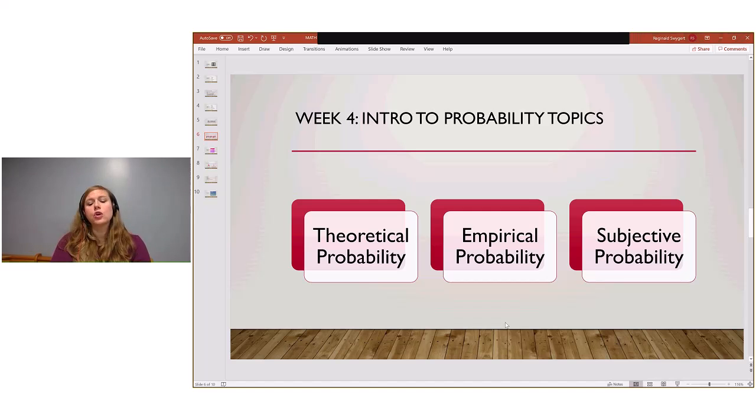Classical is somebody outside of the math world, what they might kind of think of when you just do a probability question. So if I just ask you, what is the probability of flipping a coin and getting tails? What might you say?